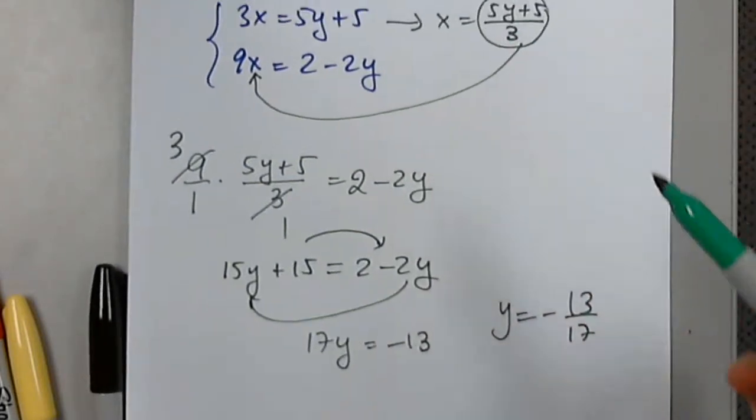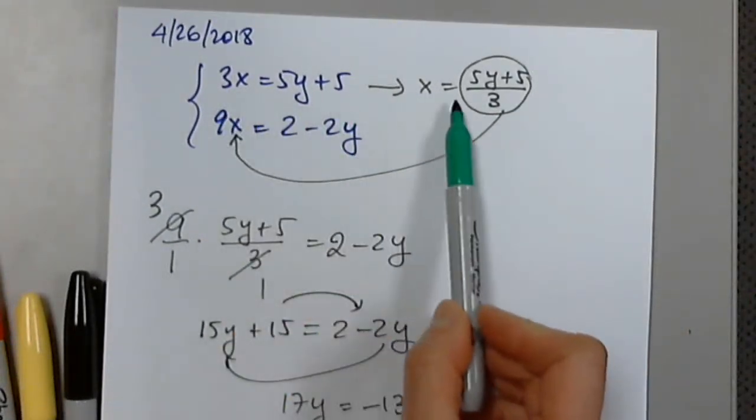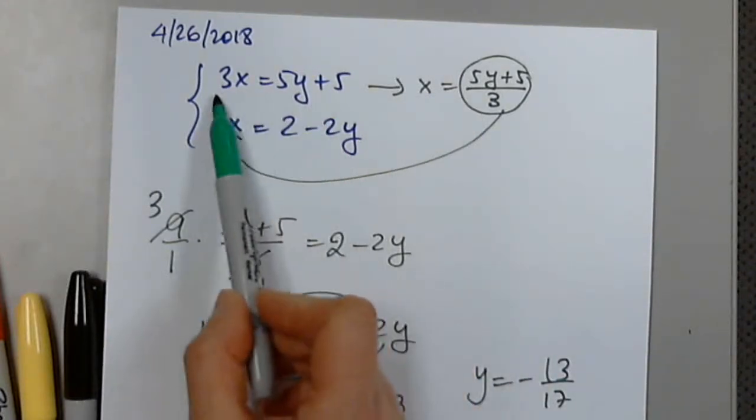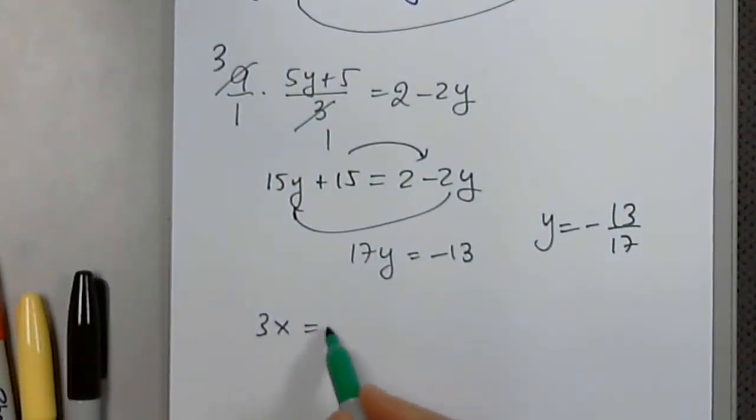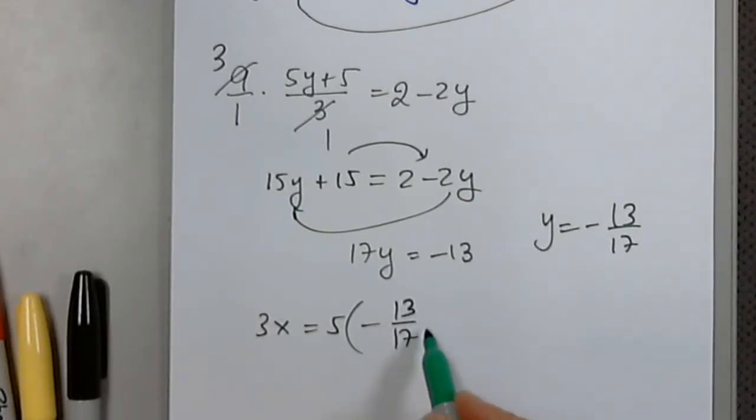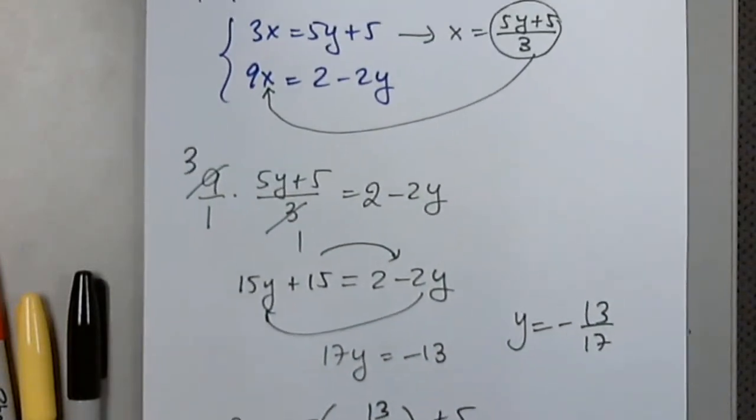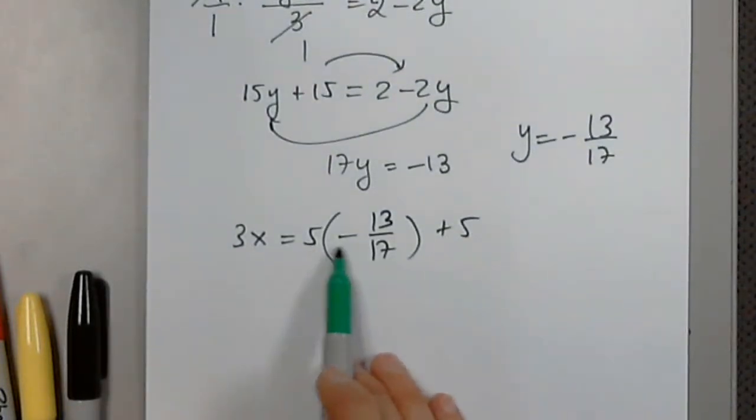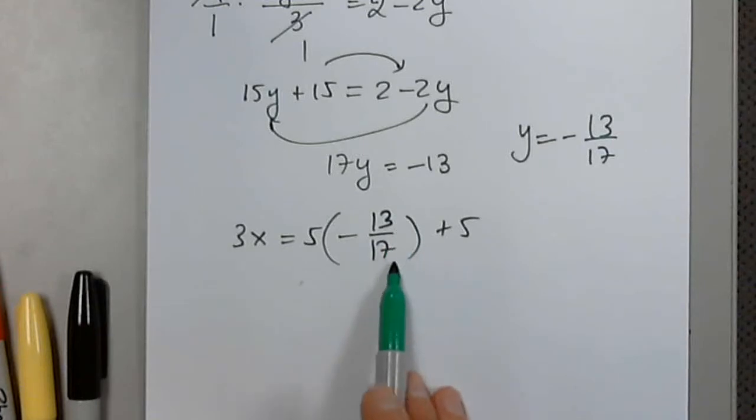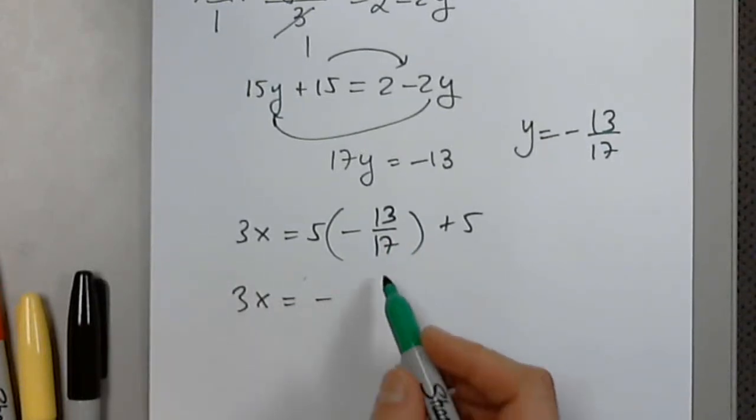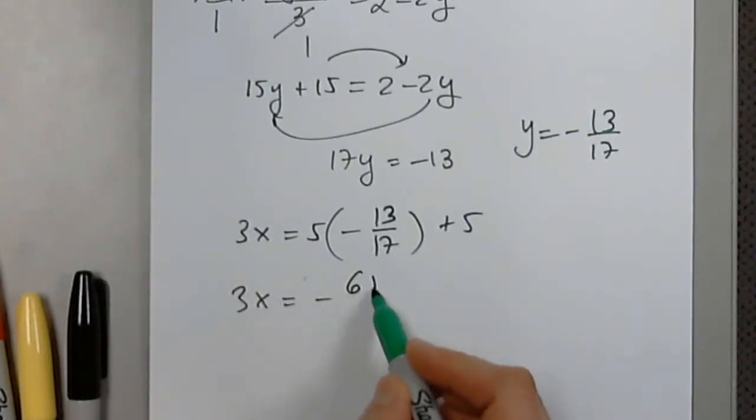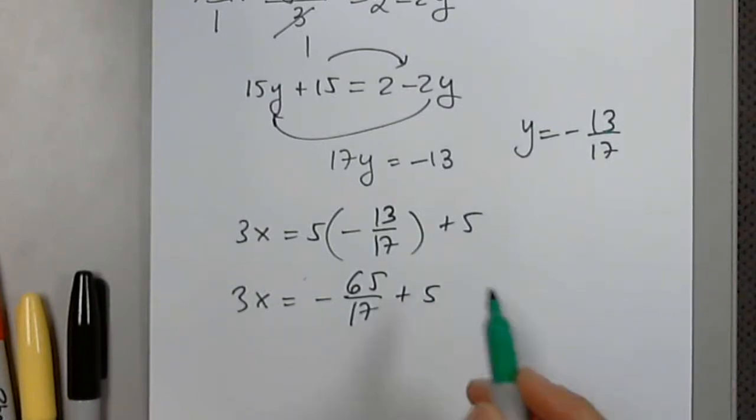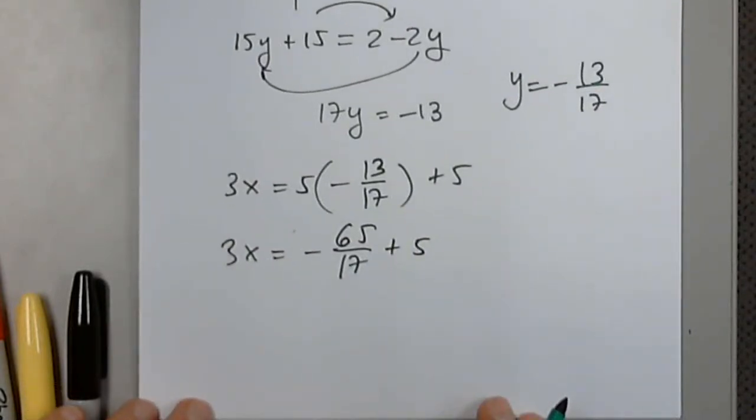Okay, I go back to here. I don't have to go back here. I go back here. So I have 3x equals 5 multiplied by negative 13 over 17 plus 5. So I replaced y by what I just determined. I have to multiply 5 over 1 times negative 13 over 17. So this is negative 65 divided by 17 plus 5. Okay, so far so good.